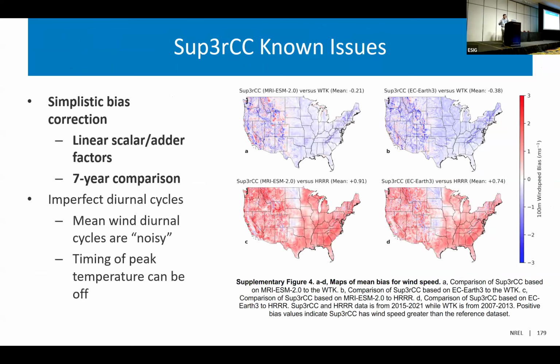There are some known issues in Sup3rCC. So this is a figure from the paper. Number one is bias. You've been hearing about bias all day. The wind and solar, first, I should say, Sup3rCC is not a resource assessment data set. So if you want to know where's the good solar data, if you want to know where's the good wind data, you should be looking at something like the Wind Toolkit or NSRDB. Sup3rCC is really to understand trajectories and climate change.